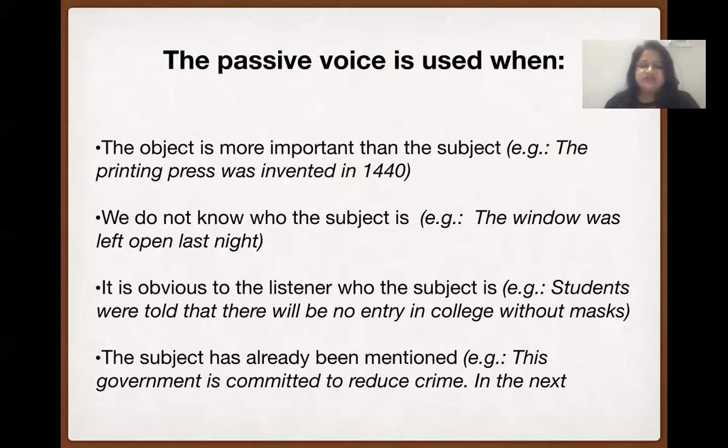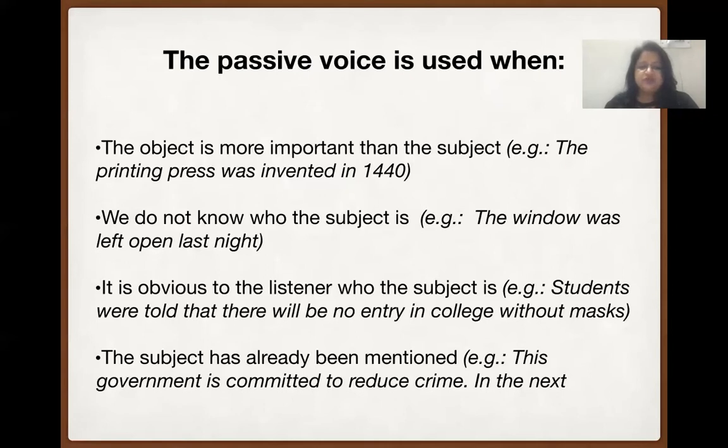How did the thieves enter the house? So you can say the window was left open last night. We don't know whose mistake it was. We don't know who left the window open, but the thieves were able to climb through the window. And when you're narrating this, instead of saying somebody left the window open, you can just say the window was left open last night. Okay. Then it is obvious to the listener who the subject is.